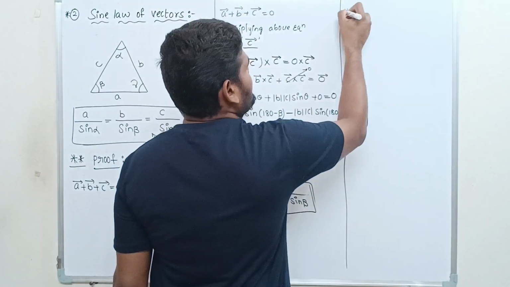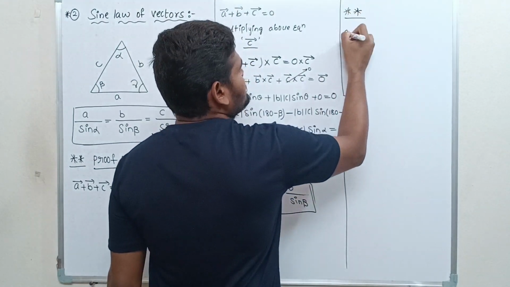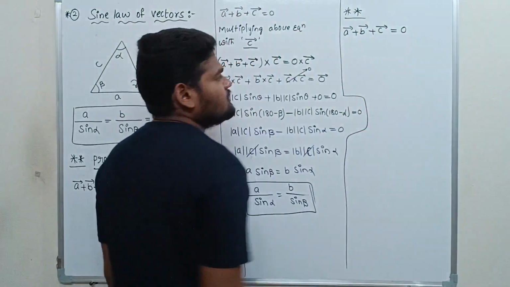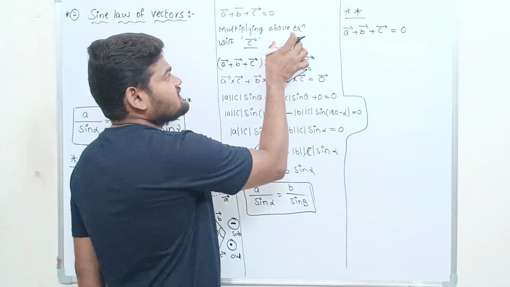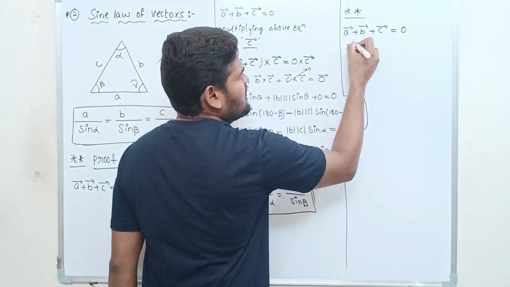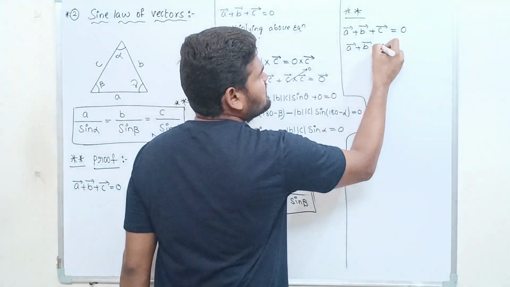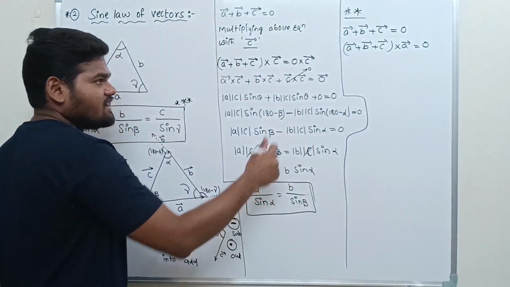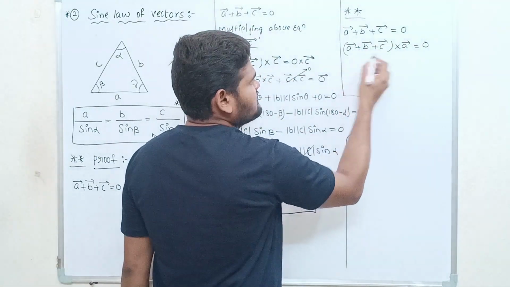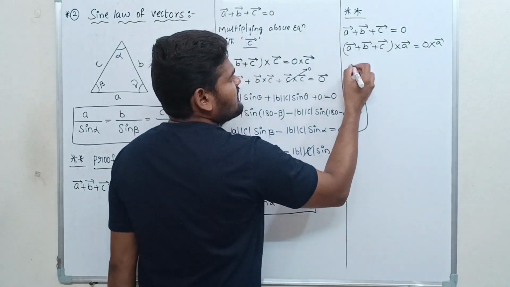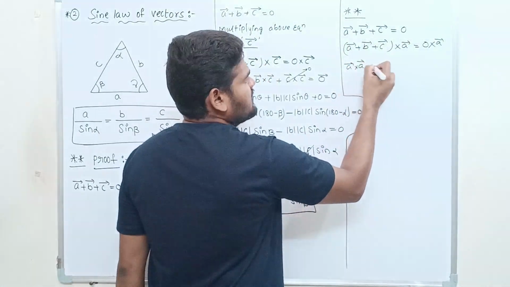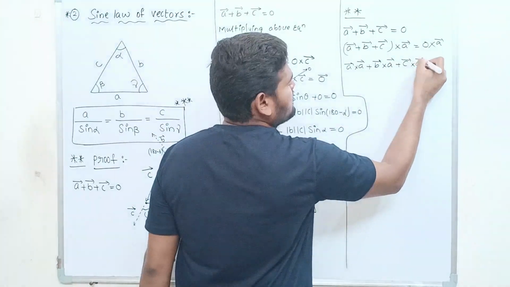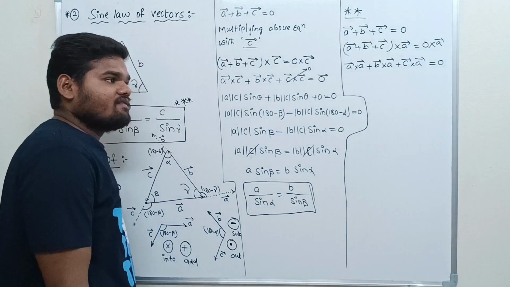Just I'm taking the same resultant vector. What is that? So A bar plus B bar plus C bar is equal to 0. At this time I'm just multiplying this equation with A bar vector on both sides. Same sigma is repeated here. So A bar cross A bar plus B bar cross A bar plus C bar cross A bar is equal to 0 into something vector, null vector 0.